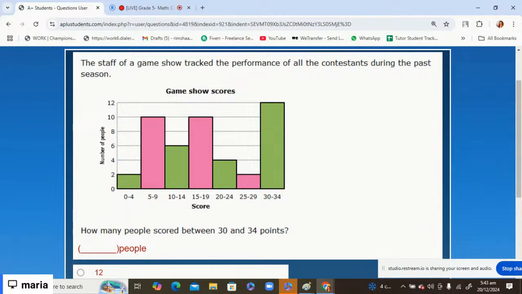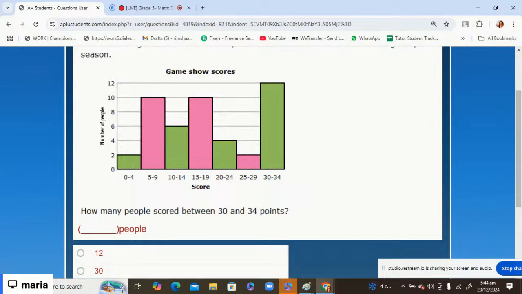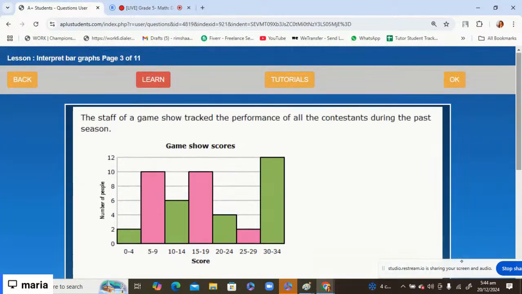How many people scored between 30 and 34 points? So the answer is 12 or 30. 30 to 34, check it out. How many points are there? It's 12. Okay. Hope you guys understand this lesson.